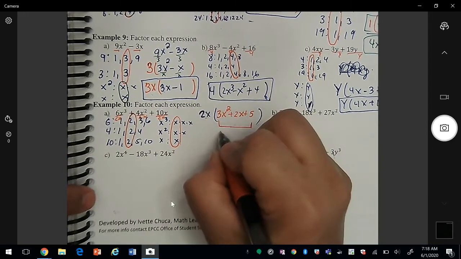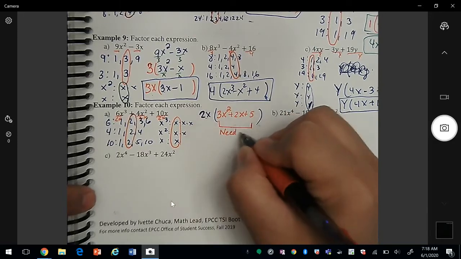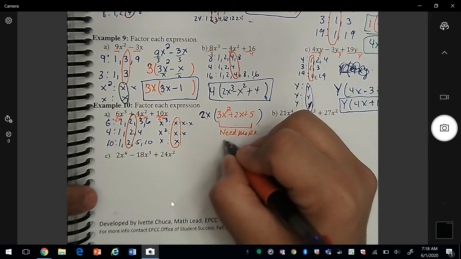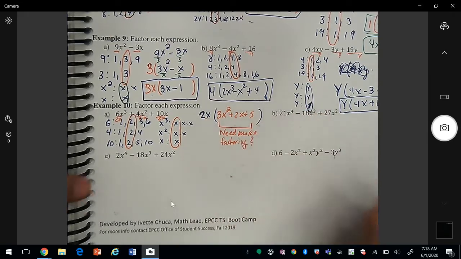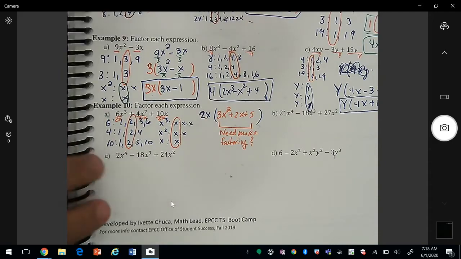This part here, you want to check, it might need more factoring. And we'll be able to do that in the next few sections. So we can come back to that.